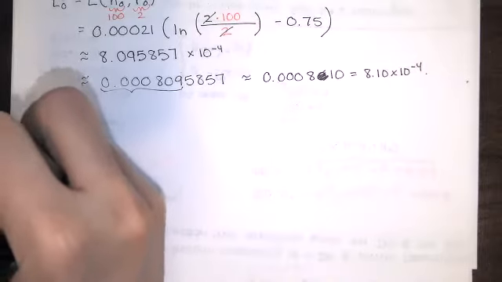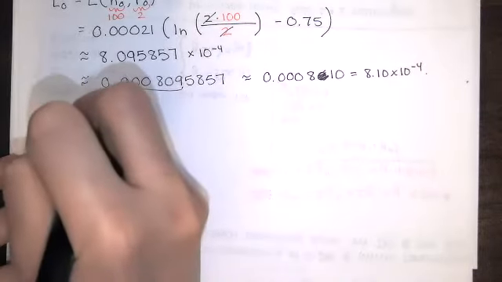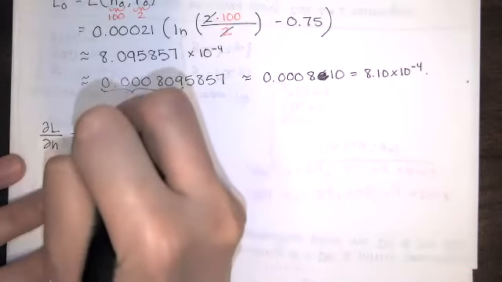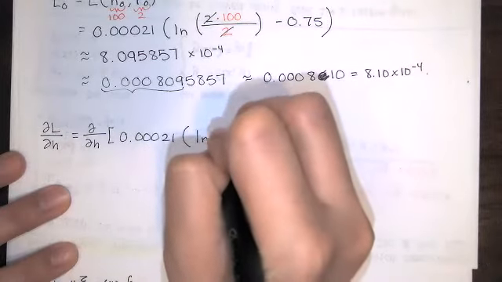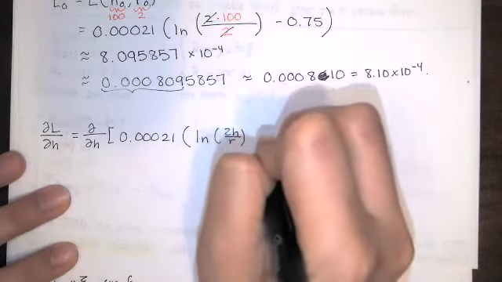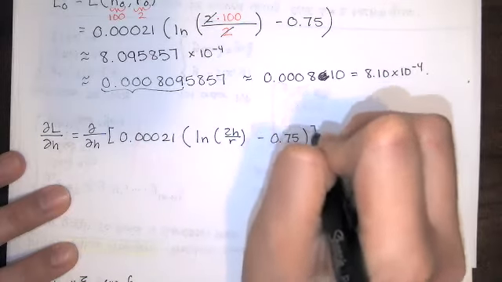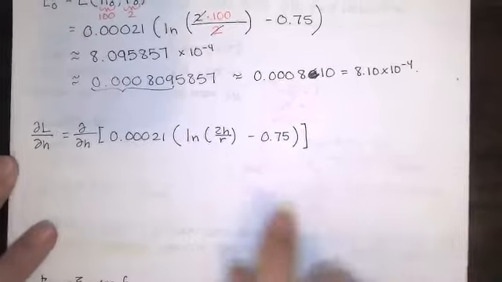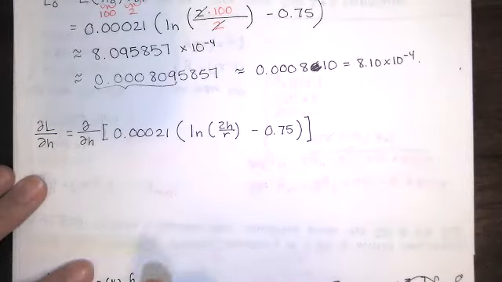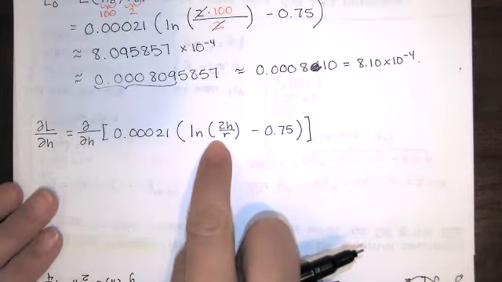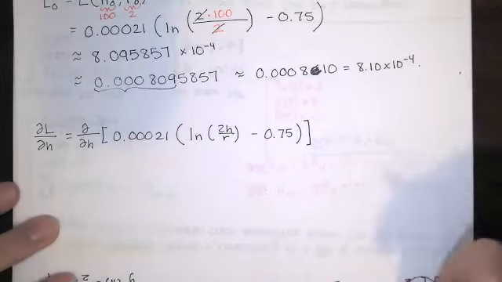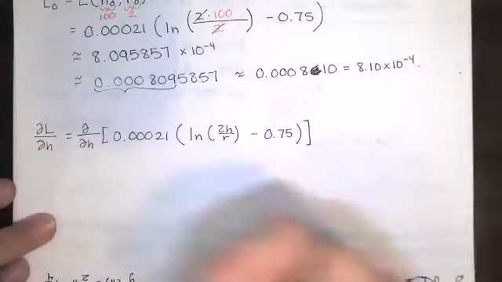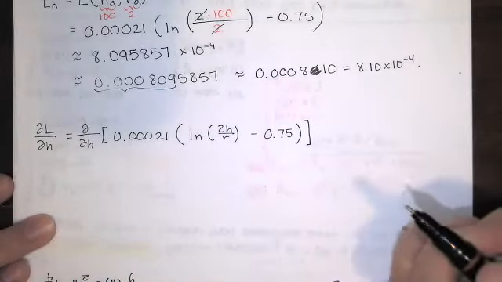Partial of L with respect to H is the partial with respect to H of this quantity, 0.00021 times natural log of 2H over R minus 0.75. Now you actually have some options here. If you want, you can use the chain rule for this, but this is actually much simpler if you use some algebraic identities for logarithms. We've got some log properties that will allow us to simplify this. So here are the log properties that I would use just to make the differentiation easier. If you just take the derivative using the chain rule, you're going to get the same answer.